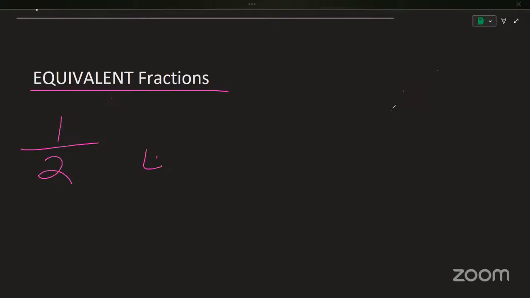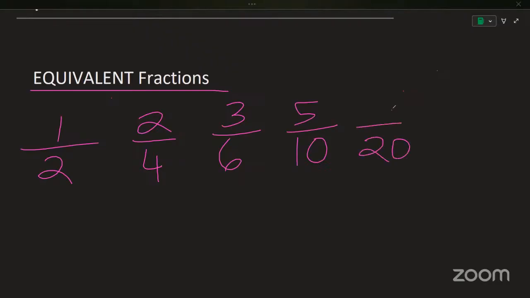If there are 4 chocolates, how many will you get? 2. If there are 6, 3. If there are 10, 5. If there are 20, 10. These are all called equivalent fractions. Okay?